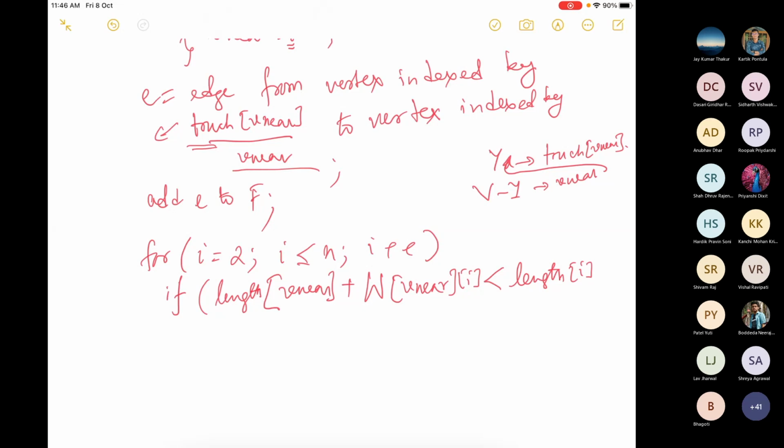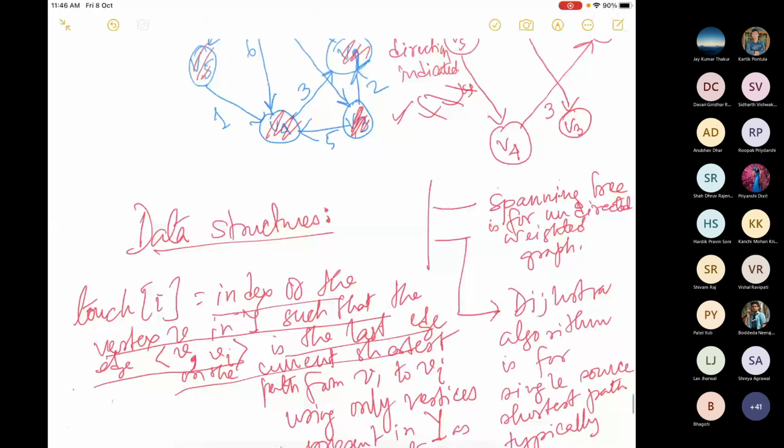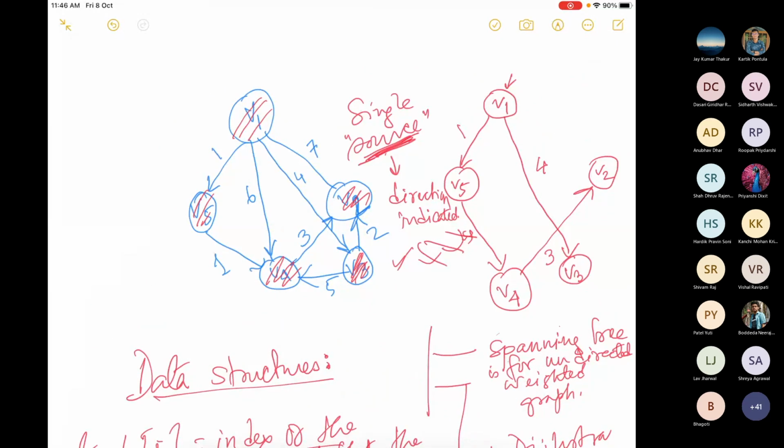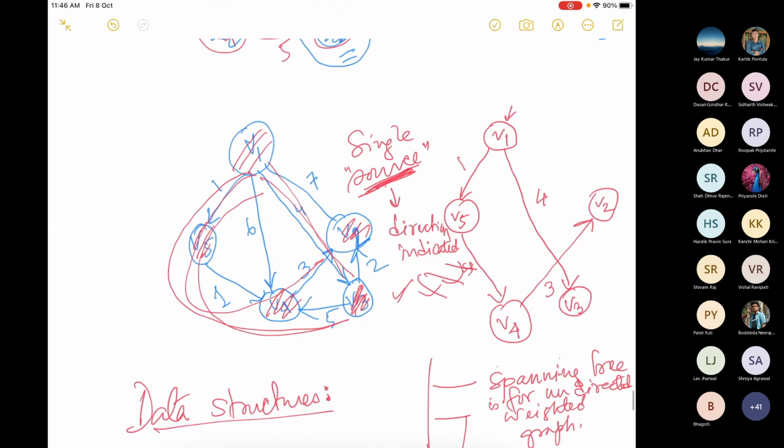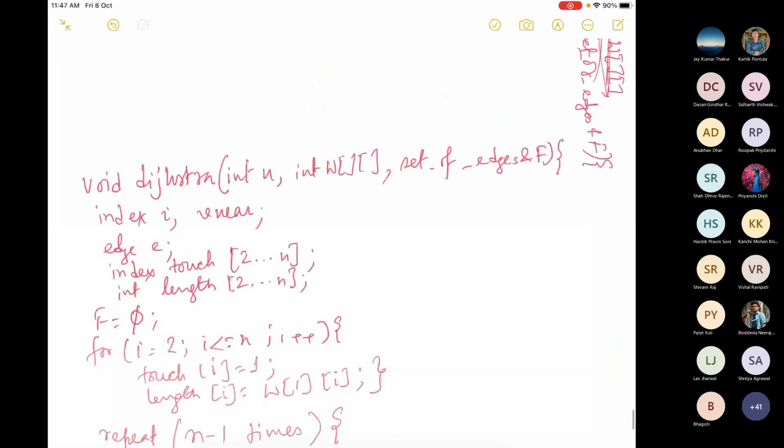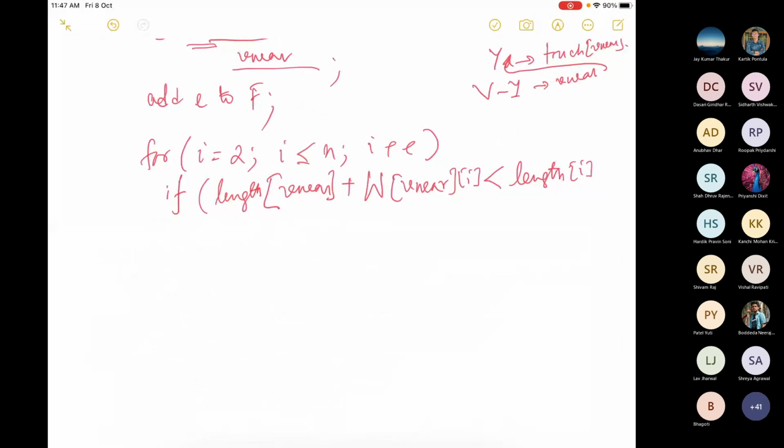This was not happening for that example case where V1, V3 got added directly. So this path's sum was larger than the direct edge, and therefore length I was smaller, so this condition was not valid. For the other cases, this condition was valid. In such a case, length I becomes this new length.